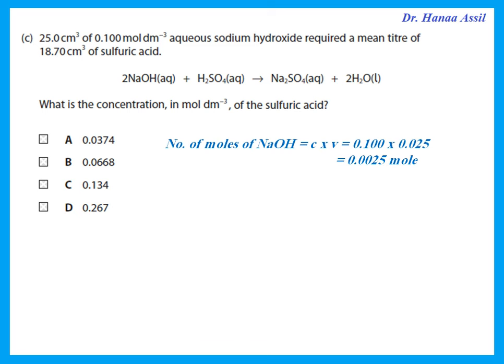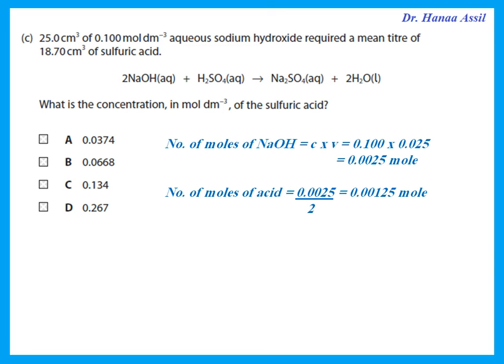Then I look at the equation. He's asking me about what? About the acid. From the equation, what is the relationship between number of moles of sodium hydroxide and number of moles of sulfuric acid? You can see that the coefficient in front of sodium hydroxide is 2, in front of sulfuric acid it's 1, and that means 2 moles of sodium hydroxide react with 1. So this number of moles reacts with how much? So obviously the number of moles of sulfuric acid is half of what we have for sodium hydroxide.